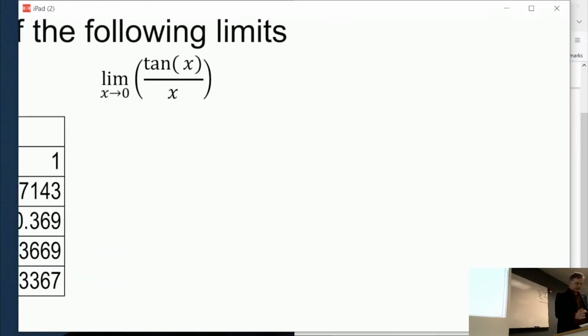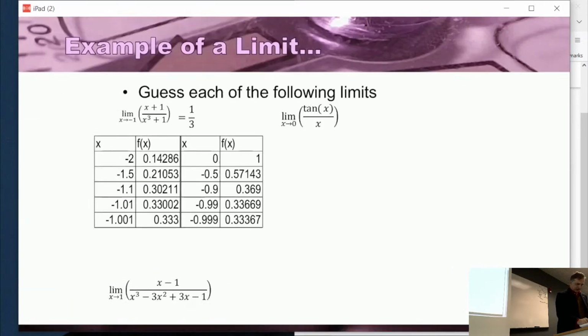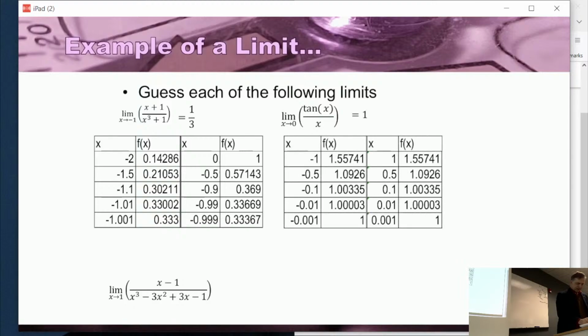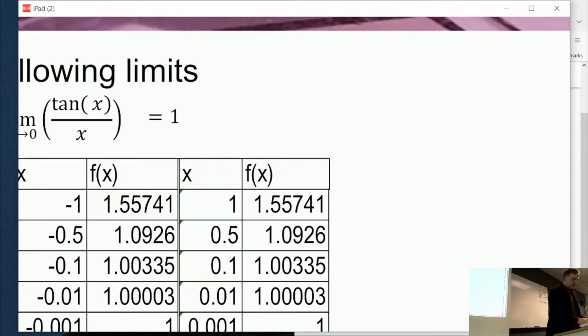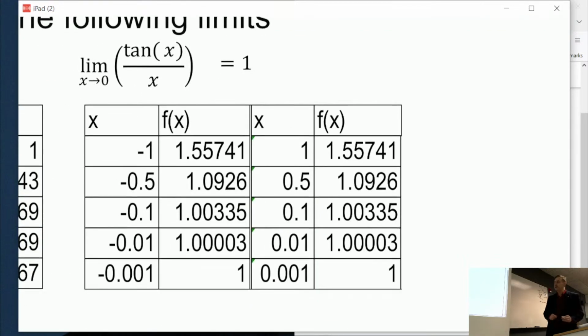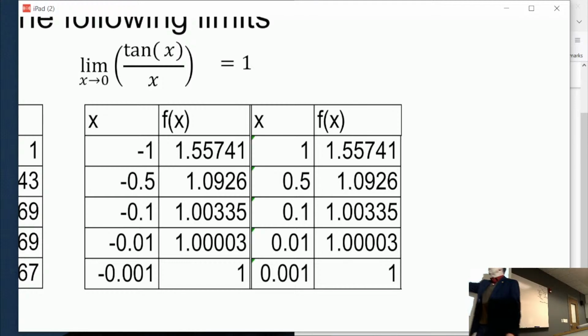For this one, it's a similar situation, not all that exciting, because all the numbers get closer to 1. You have to deal with the tangent, which is annoying. Don't forget to put your calculator in radians. But here you can see the numbers that are less than 0, when you do this, you get numbers closer to 1, and numbers bigger than 0, you get numbers that are getting closer and closer to 1. So I know, not super exciting there either.